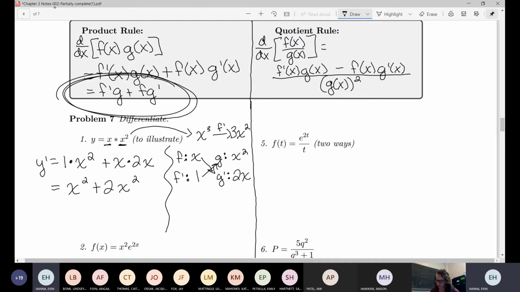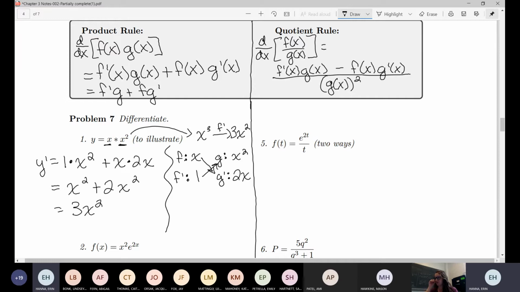If we were to simplify this a little bit, we would get 3x squared, which is exactly, again, what we thought we should get because this actual function is x cubed. So its derivative should be 3x squared, which it is. So hooray! So that's how product rule works.